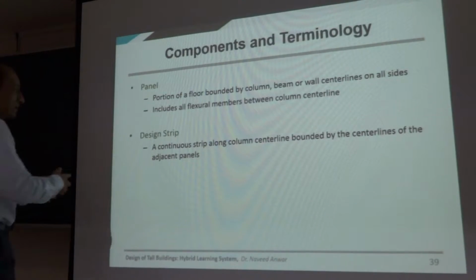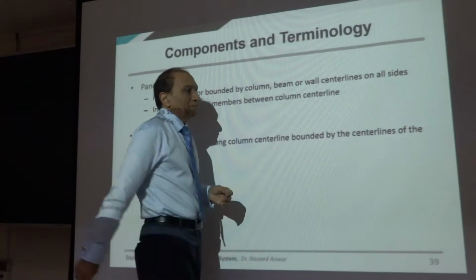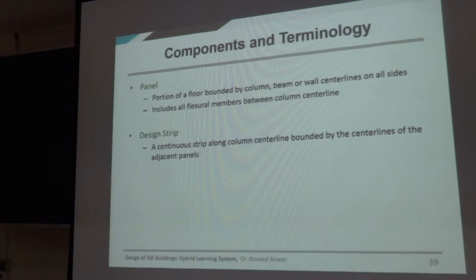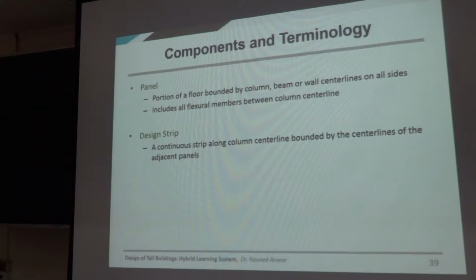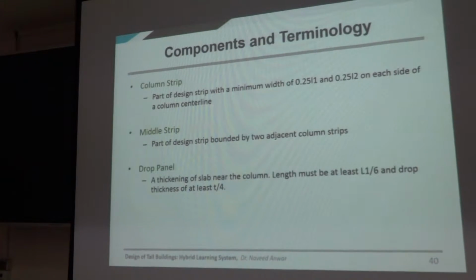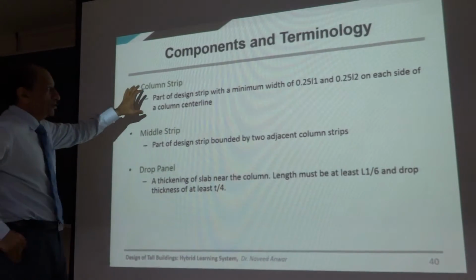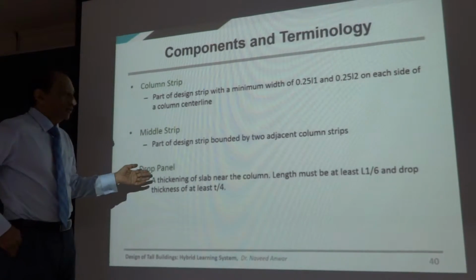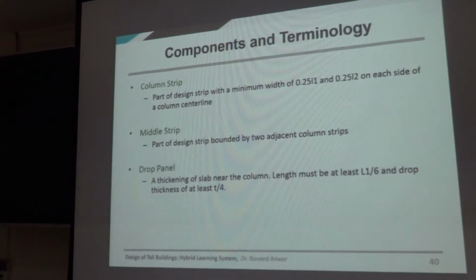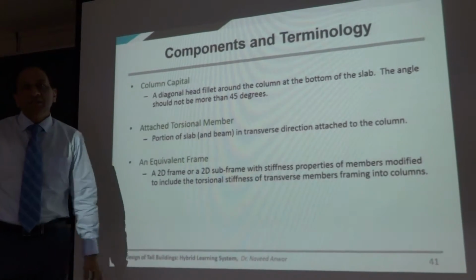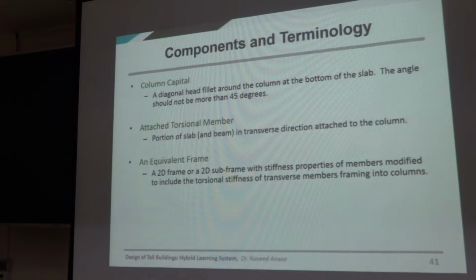And then design strip is a continuous strip along the center line that we will see. And the design strip concept is very, very important. The concept of a design strip is critical to the design of slab systems. And I will explain more about it as we go along. Column strip is the portion of the design strip on the center of the columns. Middle strip is the portion between column strips, and then drop panel is the portion on the column. So you should understand what all of these statements mean, and we will show them soon. Column capital, attached torsional member, equivalent frame, all of these terms are important when you're designing these slab systems.